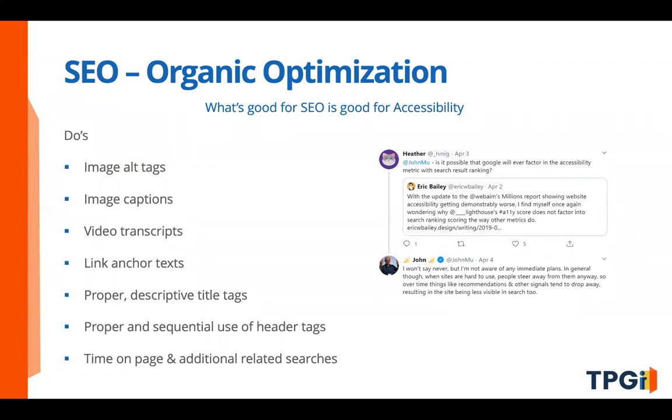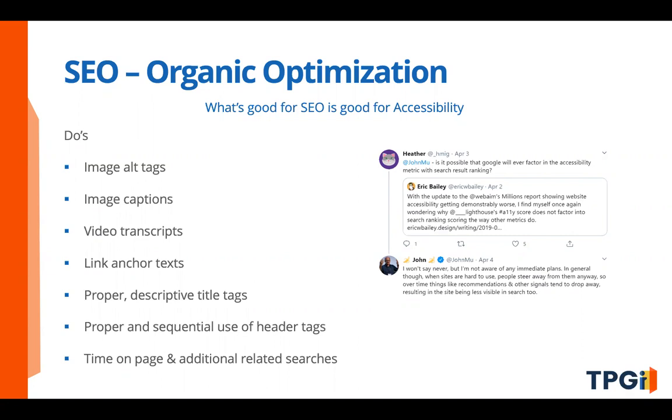Proper descriptive title tags, making sure that your headers are actually descriptive of what a user is going to consume or read, is critical to providing people, including screen reader users, the experience of what they intend to get into next. Also use proper and sequential header tags. Again, make sure you're not starting off with H4. Start off with H1, H2, H3, keep it linear and make sure it's logical. And the last one here is time on page and additional related searches.